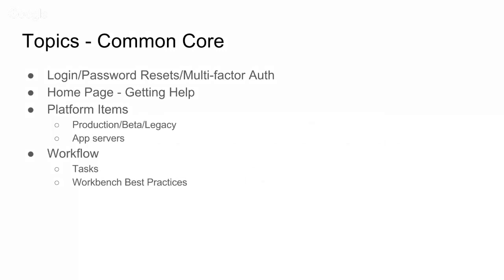Platform items: some thoughts around what the production system is versus what is beta and legacy and how that all works together, and why we have different app servers and what that does for you when there's some sort of problem and you need to continue doing what you're doing. So all that we'll go over. And then the basics of workflow: what is a task, and how can it help you manage your workday and make sure that basically nothing slips through the cracks in the practice.